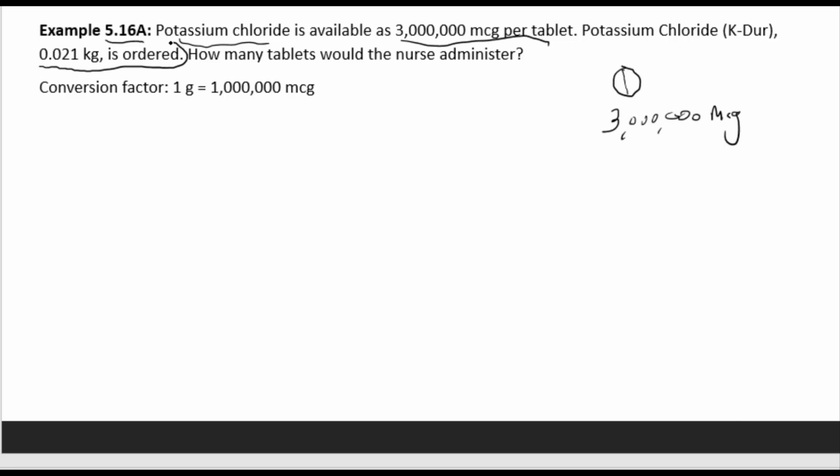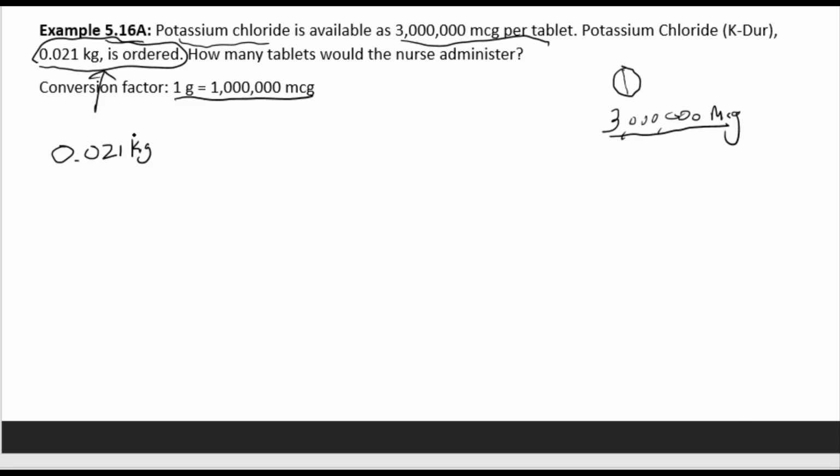0.021 kilograms is ordered. So that's the dose you need to give. So we're trying to find out how many tablets, each containing 3 million micrograms, has to be administered. So the first thing we have here, this is the conversion we have. 1 gram is 1 million micrograms. But the order came in 0.021 kilograms.